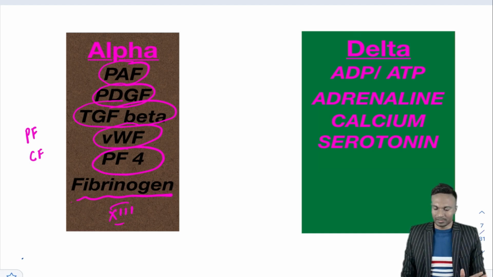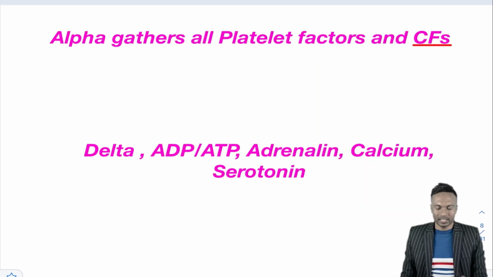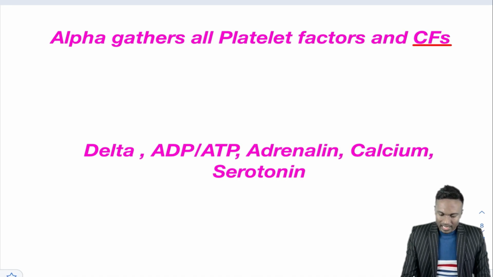As simple as that. Then you have delta granules. In delta granules, you have ADP, you have ATP, you have adrenaline, you have calcium, you have serotonin. So how to memorize this? We have a mnemonic for this. Alpha gathers all platelet factors and clotting factors. Alpha granules.